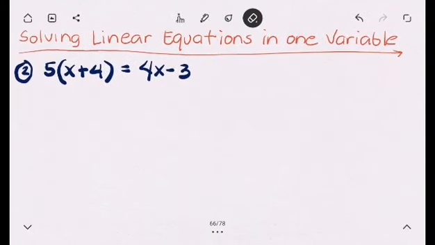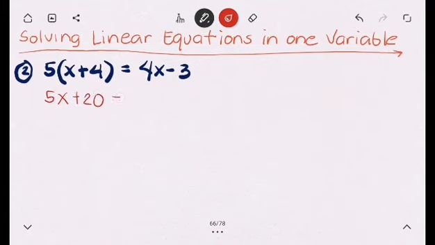For our second equation, we have 5 times the quantity of x plus 4 is equal to 4x minus 3. Okay. So, based dun sa ating mga step, ang unang step natin is to simplify. It's either using distributive property or combining like terms. So, in this case, yung left side natin, distributive property of equality over addition. So that will become 5 times x, 5x, and 5 times 4, we have 20.